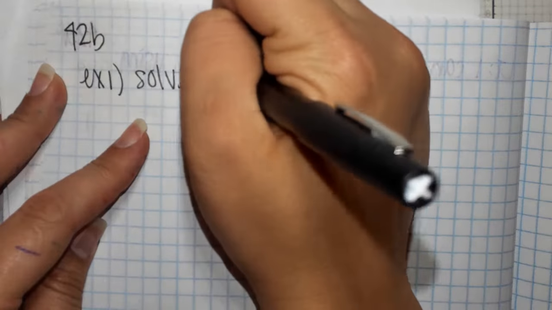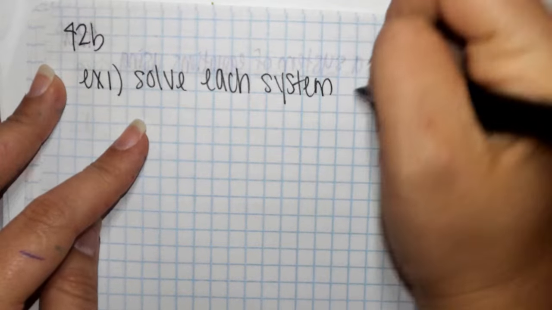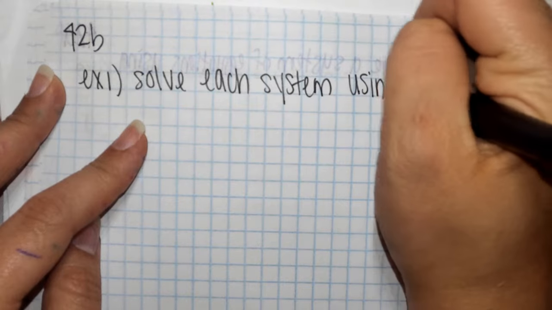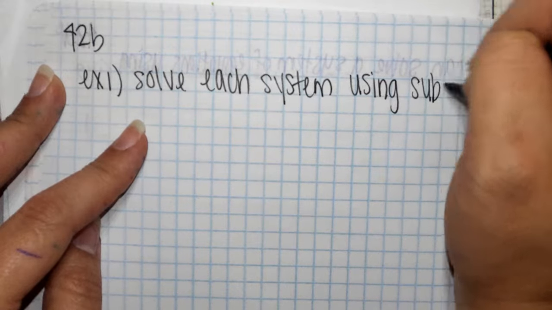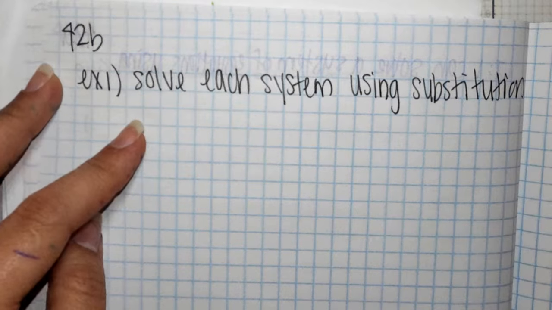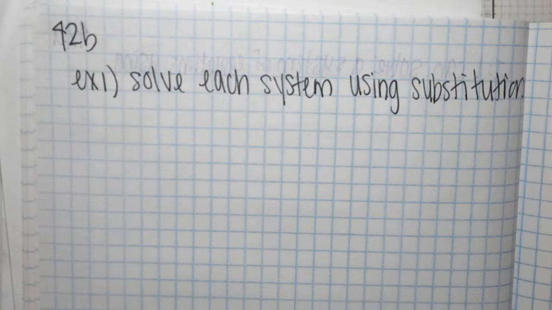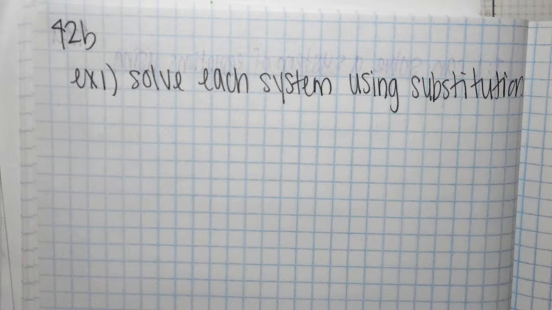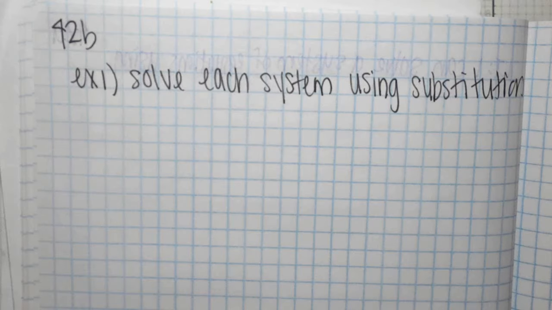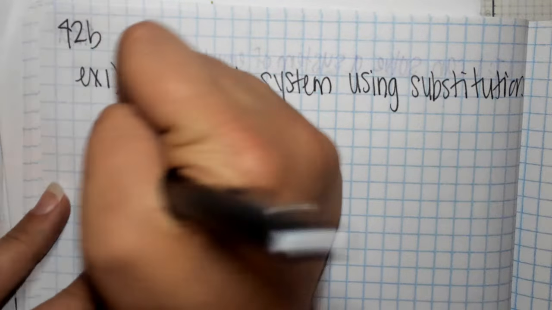Solve each system using substitution. You could write it on the back since you don't have a notebook. Alright, our first system, and remember, we must have the bracket.